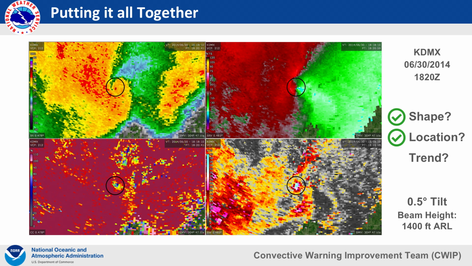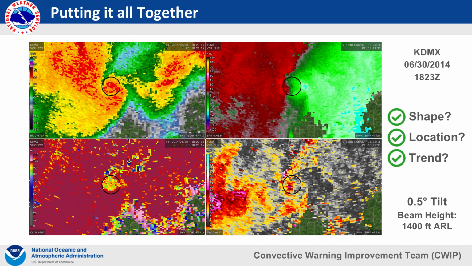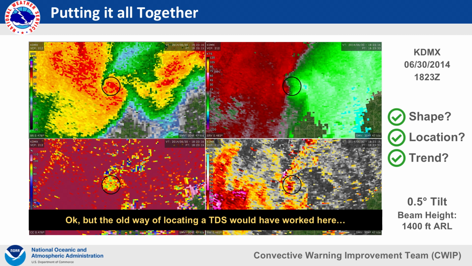But if we were to move one more scan into the future, again, a few minutes later, we'll notice that the correlation coefficient signal has widened and actually might be weakening based on the decrease in VROT and spectrum width. So this checks off the third component of our identification list. This example underscores how crucial it is to have some sort of MESO-SAILS or MRLE scanning strategy active during a tornado. But let's be honest.